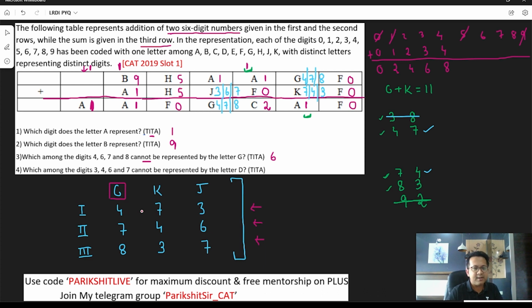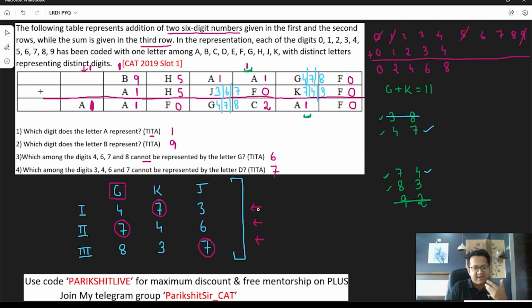Let's look at 7. Can you see? 7 is there for K in scenario 1. In scenario 2, 7 is represented by G. In scenario 3, 7 is represented by J. So can I say, no matter what the scenario, in each of the scenarios, 7 belongs to either K, G, or J. Meaning that 7 cannot be represented by any other letter, right? So the answer is, which cannot be represented by D? 7.